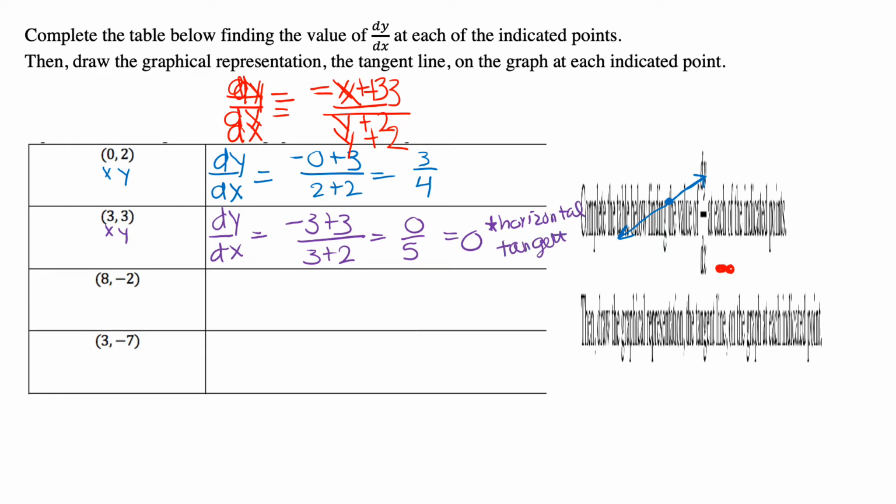So if we go to the point (3, 3), we'll notice that our tangent line has a slope of 0 and is horizontal.